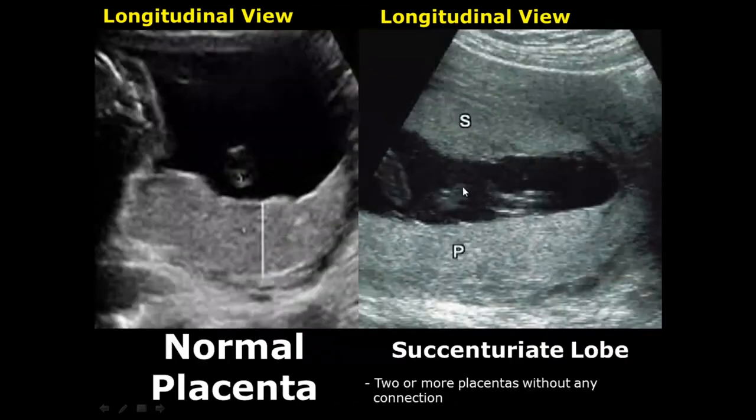A succenturiate lobe is an accessory placental lobe which will be present in addition to the main placental lobe. Here we see the main placenta and an accessory placental lobe, the succenturiate lobe, without any connection between the two.